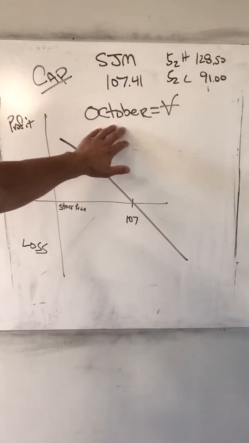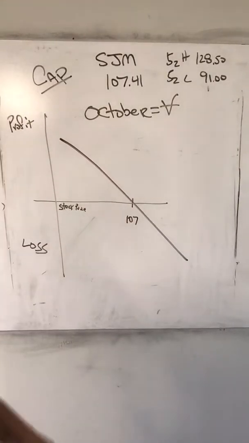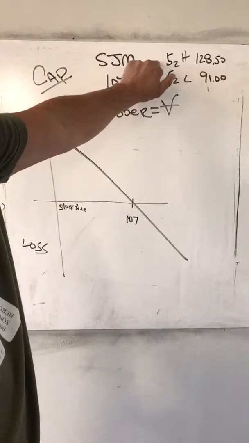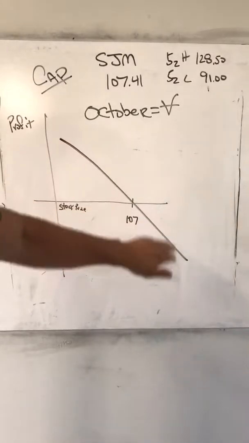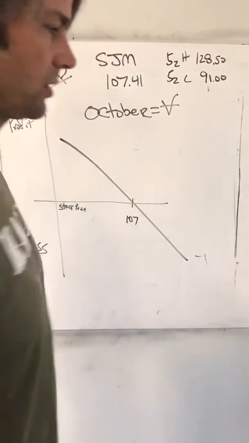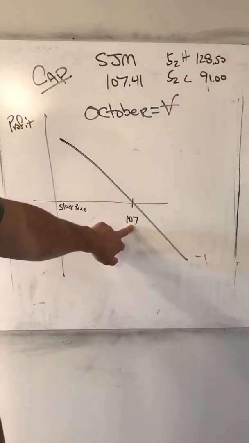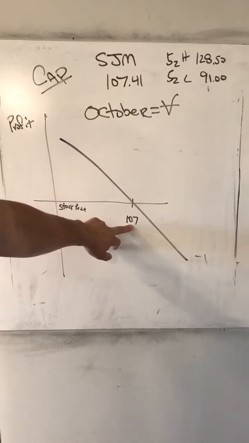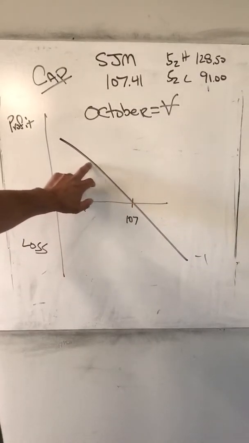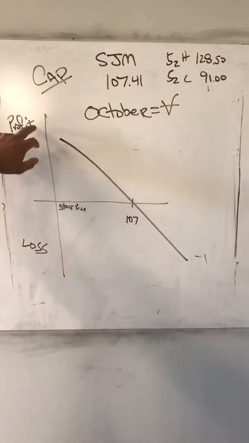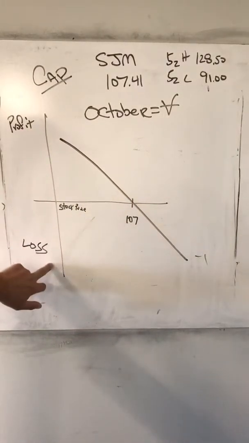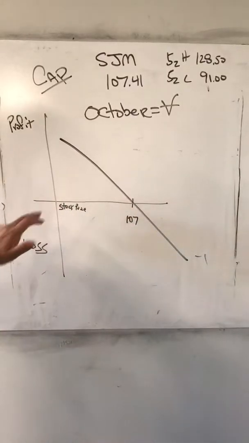So we're going to do this trade in October. The symbol is SJM. And the 52-week high is 128.5. 52-week low is 91, okay? So what I have drawn here is a -1 slope, right? And that's a short stock position. If I sell a stock at $107 and it goes down to $100, I can buy it back in and I can make $7. So I have profit on this axis, losses here, and stock price here.